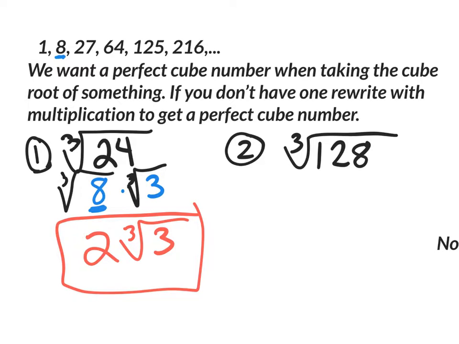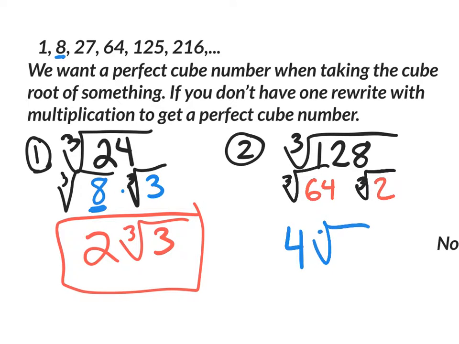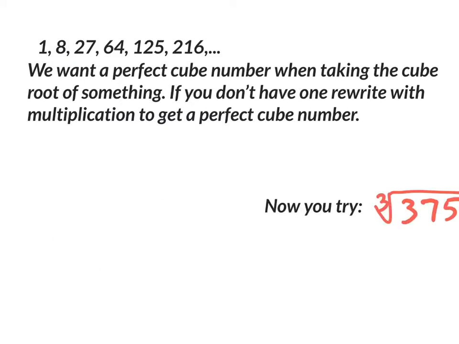64 times 2. And again, you could just get a calculator and try to divide 128 by 8, by 27, by 64, and you'll see that 64 times 2 really is 128. So that's what I'm going to rewrite it as, 64 times 2, and then I'm going to split the third root to each of them. And the third root of 64, what is that? 4. And what's the third root of 2? You leave it, third root of 2. So that's your simplified answer for number 2. What do you guys think? Now you try.